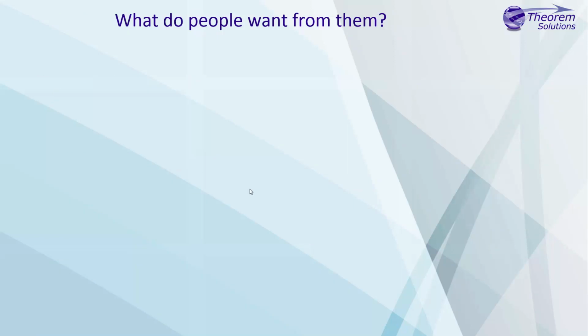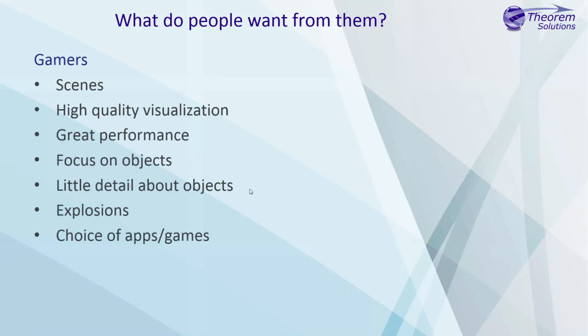Okay, so what do people want from these devices? So we talked about gamers. Well, they want a good scene, a good image. They want great visualization, good performance. They want people to run across the vehicles, to move. So an exciting image, keep your vision occupied. You want to focus on some objects, but you don't really want to know much about the object. You might want to blow it up, but you don't really want to interrogate it and look at the detail about it. And as a gamer, you want lots of applications, lots of choice, different games to play. So good quality, fast moving, great images, and lots of choice in summary.